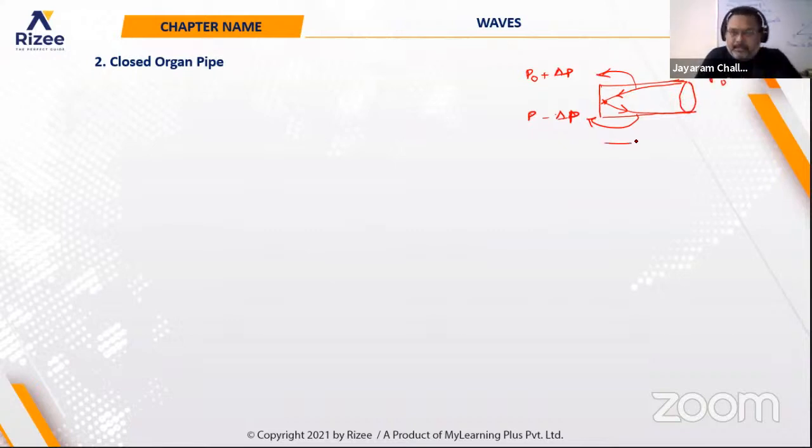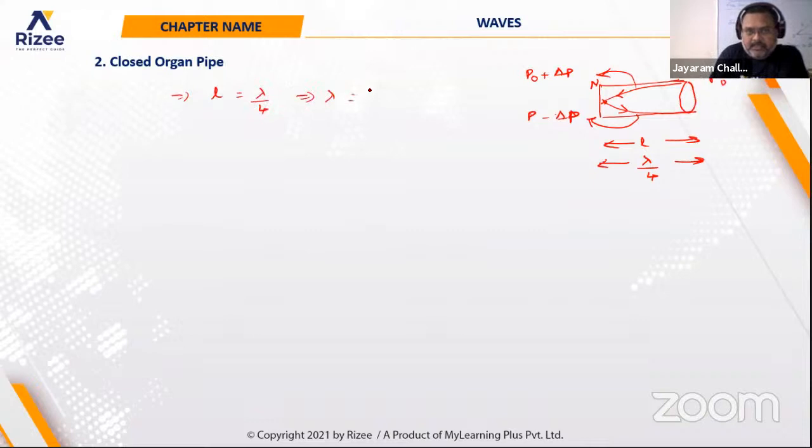Let the length of the pipe be L. This is going to be your antinode. Since it's a closed end, we will always obtain a node. As we know, the distance between the node and the antinode is lambda by 4, which is equal to the length of the pipe. So the length of the pipe is equal to lambda by 4. In this situation, lambda is equal to 4L.